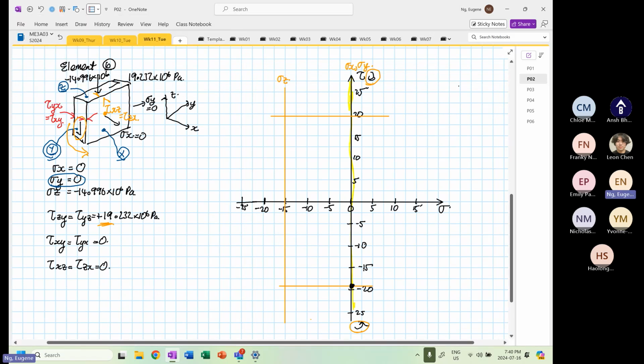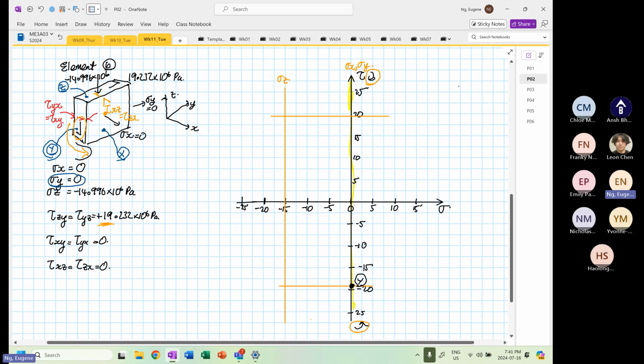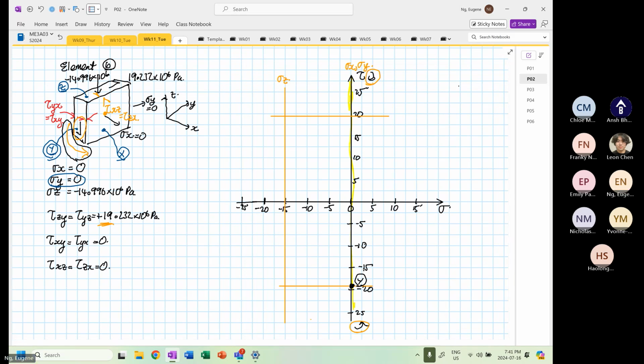It's down here, and this is our point Y. Y is down here below the 0 normal stress rather than above. It's because of this arrow over here. The shear is generating an anti-clockwise rotation of the element. That's why it's down there.